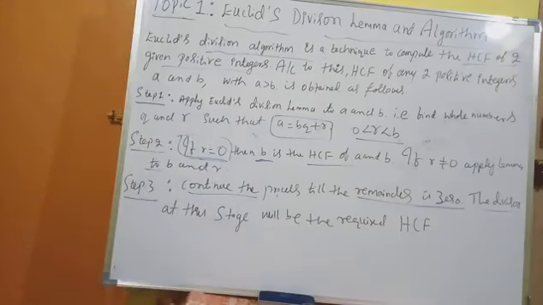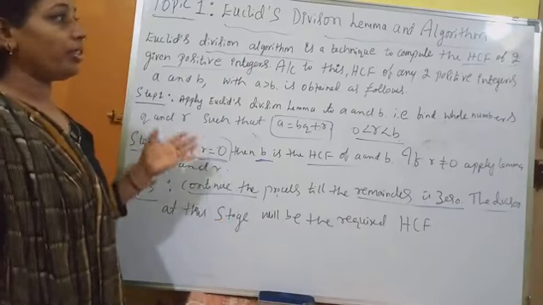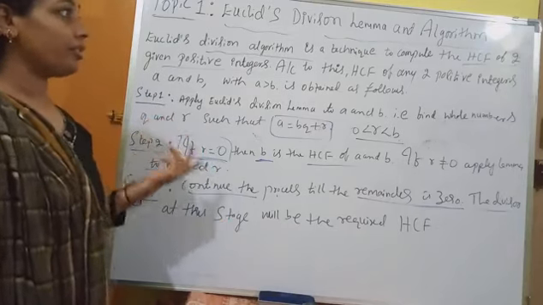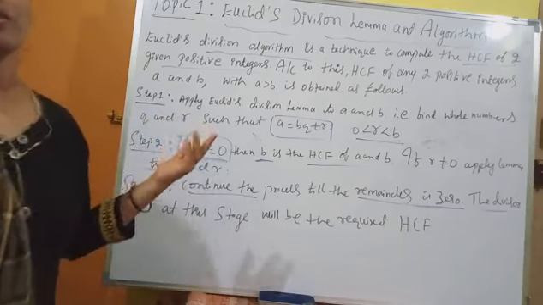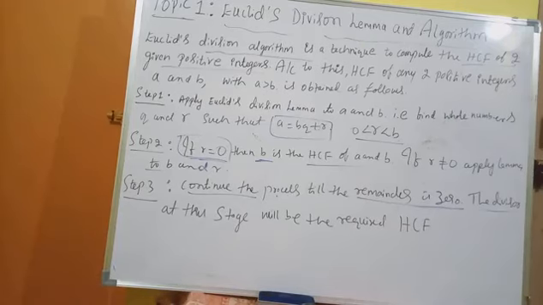We can discuss this further and understand it while taking some examples. While solving the problems, you can understand what is Euclid's division lemma and what is Euclid's division algorithm. Another very important point to keep in your mind: since the remainder becomes equal to 0, the divisor at this stage will be the required HCF.